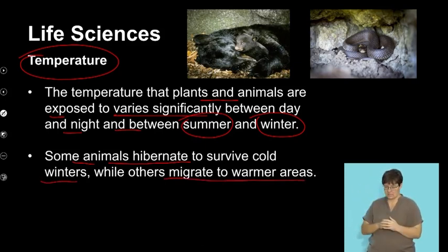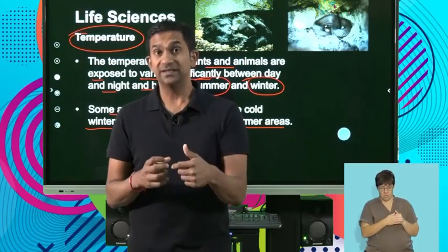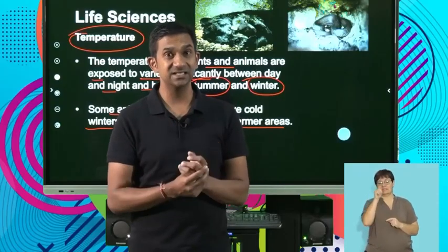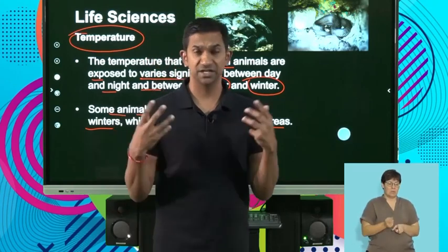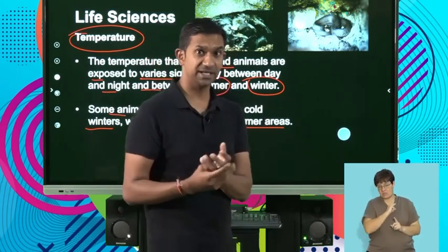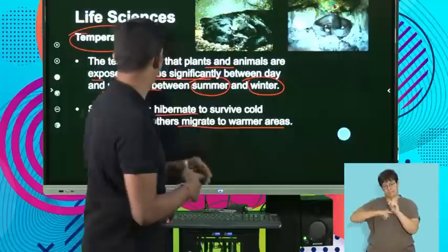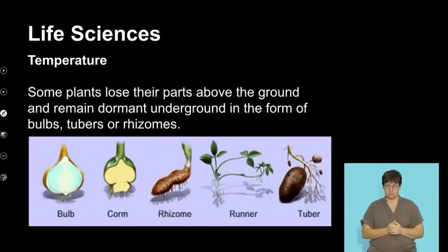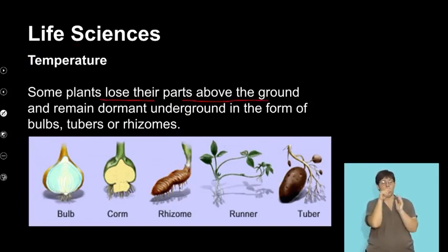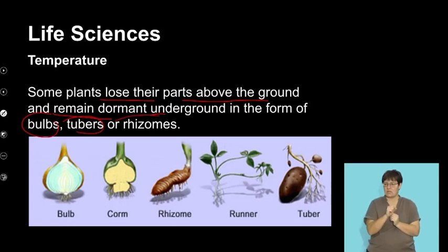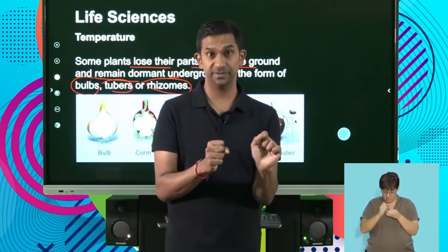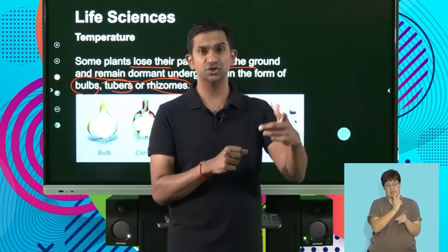And this is essentially to look for either food that is more available during the winter seasons or to avoid the harsh environmental temperatures that may be experienced due to a decrease in the temperature or change in season. We also know that some plants lose their parts above the ground and remain dormant underground in the form of bulbs, tubers, and rhizomes. And this is a mechanism where they store the energy in these structures and survive the cold, unfavorable seasons and then germinate during the next season.